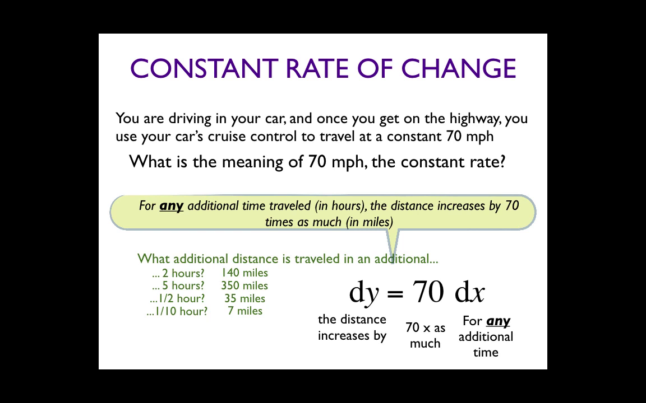Here, this is in words. For any additional time traveled in hours, the distance increases by 70 times as much. We're just measuring that distance in miles. And it says increases by 70 times, because notice this is a positive rate of change, a positive velocity. So I will have gone 70 times whatever time it is in a positive direction, or farther, as opposed to going backwards into some black hole.